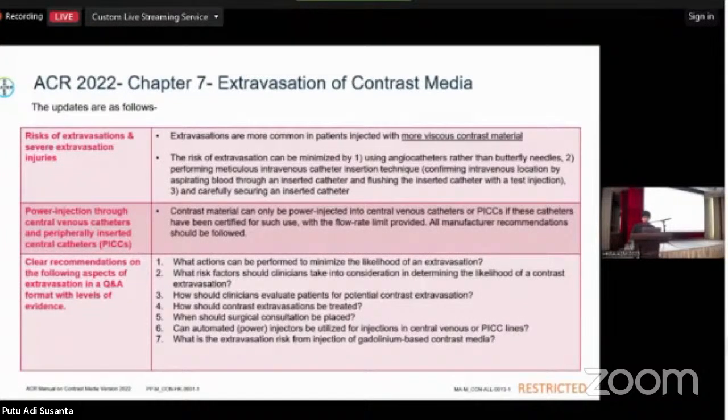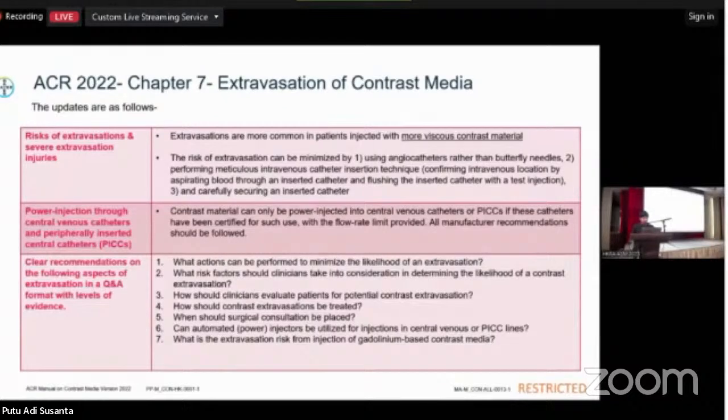And also there is a note for central venous catheters and PICCs that these catheters should be certified and also provide flow rate limit information if they are used for power injection of contrast media. And finally, in 2022, there is a Q&A format in this extravasation chapter to discuss the very crucial questions regarding extravasation, including how to minimize the risk and also how to manage it when it has happened.